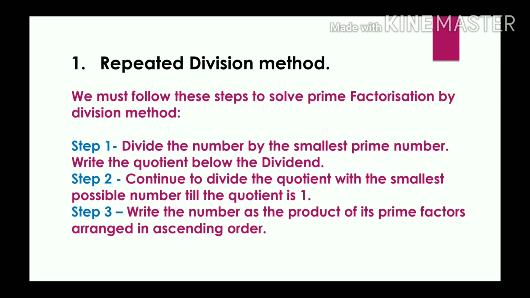First, the repeated division method. We must follow these steps to solve prime factorization by the division method. Step 1: Divide the number by the smallest prime number. Write the quotient below the dividend. Step 2: Continue to divide the quotient by the smallest possible prime number till the quotient is 1. Step 3: Write the number as the product of its prime factors, arranged in ascending order.